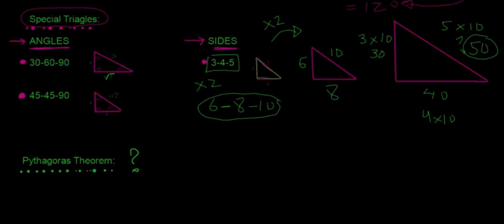So 3, 4, 5 is a special triangle because of its sides. Otherwise, how would you calculate something? Let's say this is given 3, this is given 4. How do I work out this side?